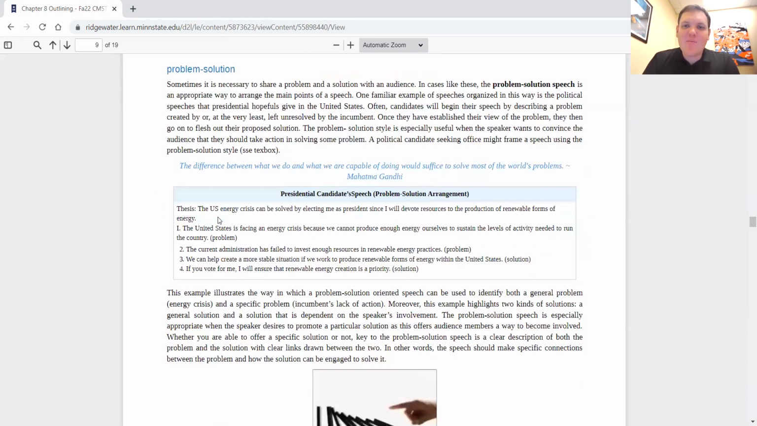I mentioned briefly the problem solution format. Here you have the problem as one main point and the solution as a second main point. Similar to this is problem, cause, solution, where you have the cause in the middle there. That's a similar pattern that's built off each other.